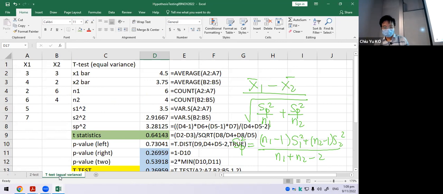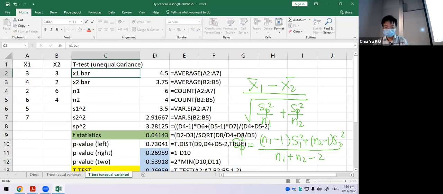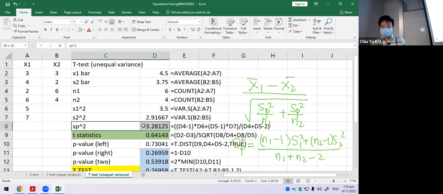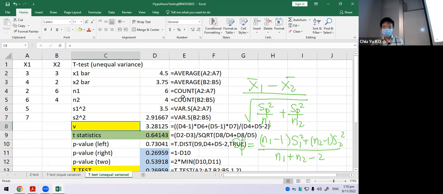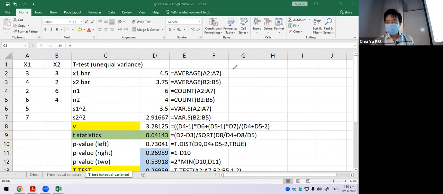So you can also do the unequal variance. Okay. So let me copy this whole thing, and I do the unequal variance. And if you remember, you don't need to calculate the pooled S_p. There's no point of calculating this guy. But what you need to calculate is V. This is the thing that actually distinguishes the degree of freedom.